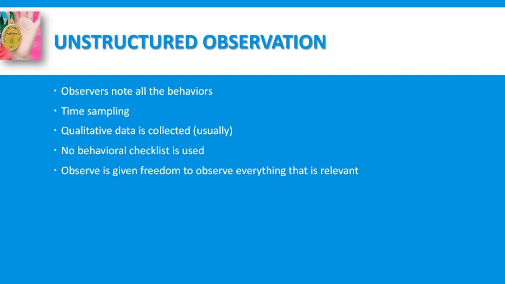Now let's come to the unstructured observation. This is when observers note all the behaviors that they can see in qualitative form over a period of time. No behavioral checklist is used, as the observers simply record what is happening in real time. The observer is given the freedom to decide on the spot to observe everything that is relevant. In this observation, qualitative data is usually collected, and the time sampling technique is used.